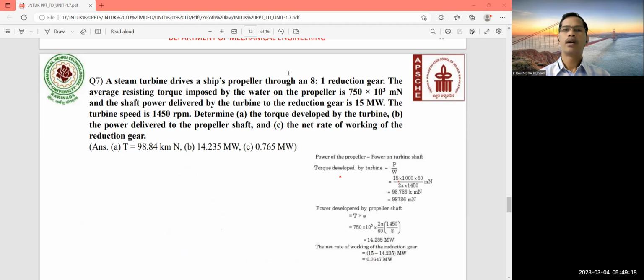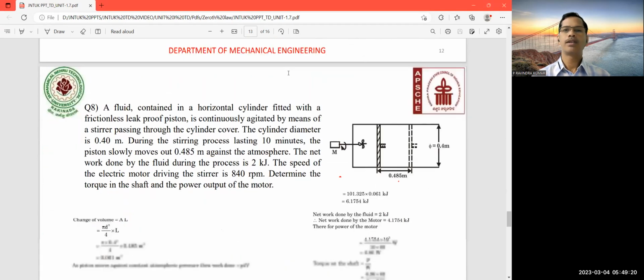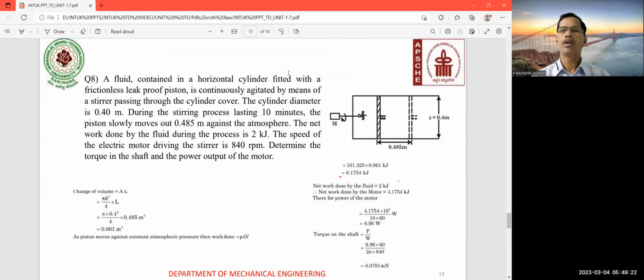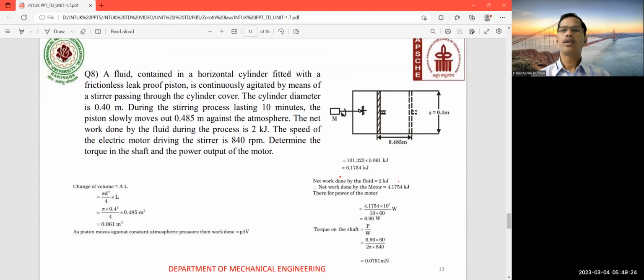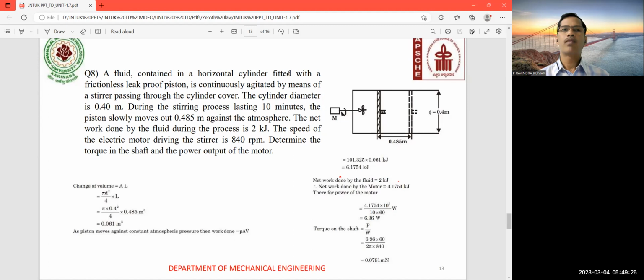Next one is the last one. So this is also a very easy problem. So here also, what is the work done? A fluid contained in a horizontal cylinder fitted with a frictionless leak-proof piston is continuously agitated by means of a stirrer passing through the cylinder cover.